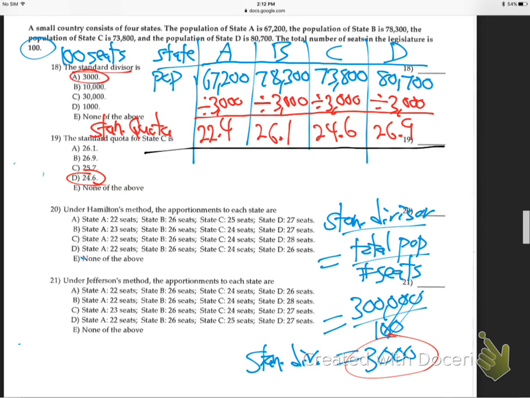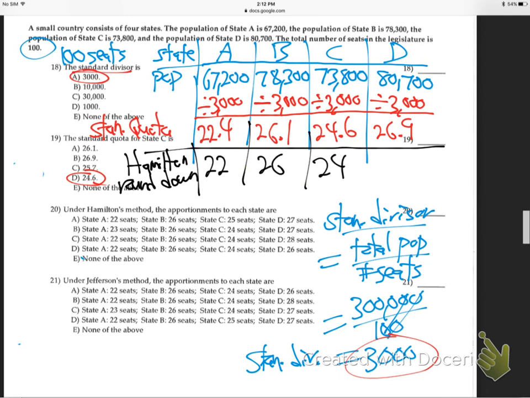Remember what we do for Mr. Hamilton? Round down. So Hamilton rounds down. So 22.4 goes down to 22. 26.1 down to 26. 24.6, even that one rounds down. Even 26.9 rounds down. So down means down. We don't mean round off.